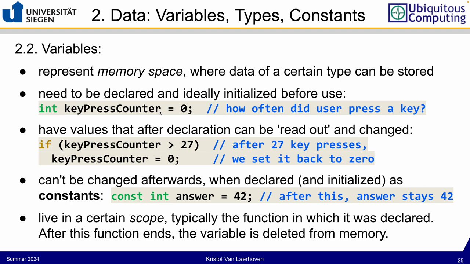In this case here, we declare that from this point on, we use the variable key press counter. And we also tell our compiler that this is an integer, like a whole number, and that we immediately set this variable to zero. That's called the declaration of the variable. In C++, you have to first declare a variable before you can use it. And that makes sense, I think. And then afterwards, once you have that variable, you can actually do things with it. You can test whether the value of this variable at a later date, for instance, is bigger than 27. And if it is, or somewhere else in your code, you can also give it different values.